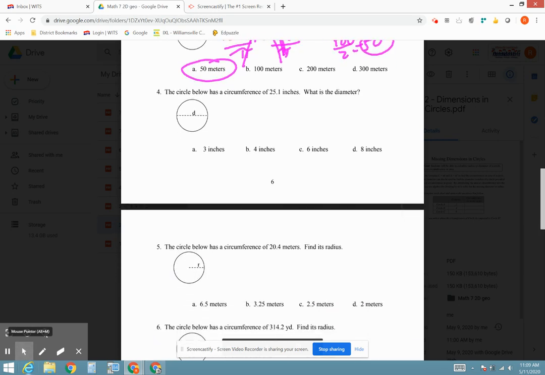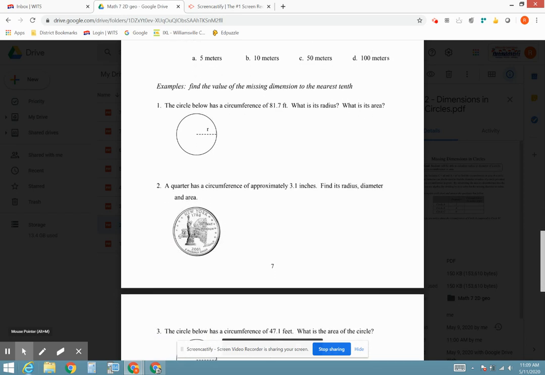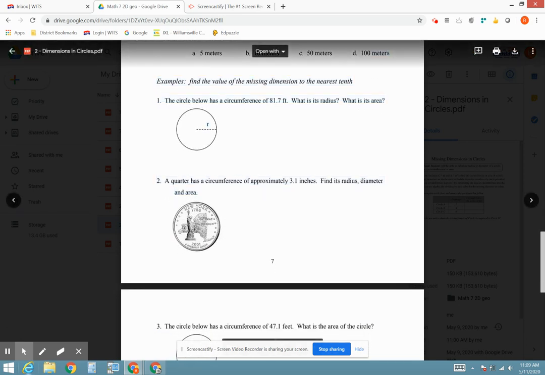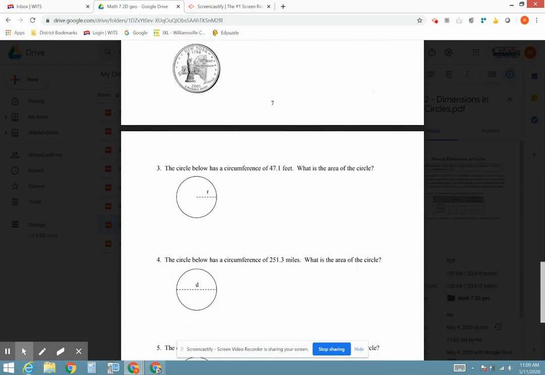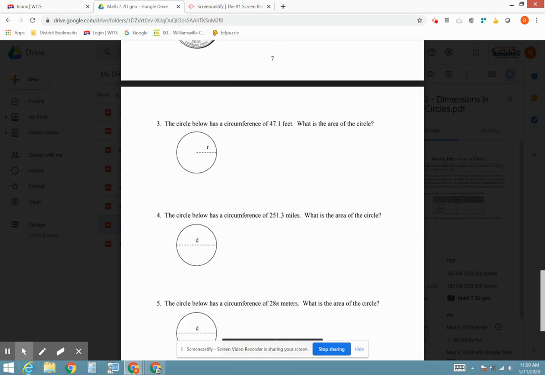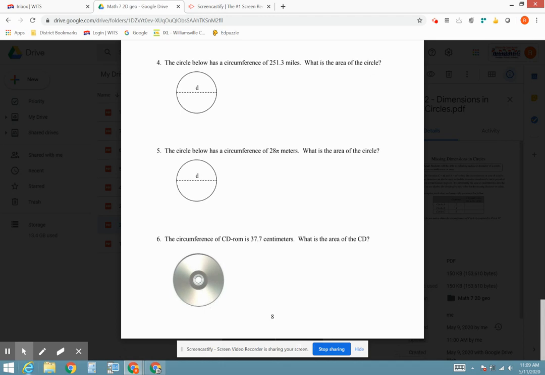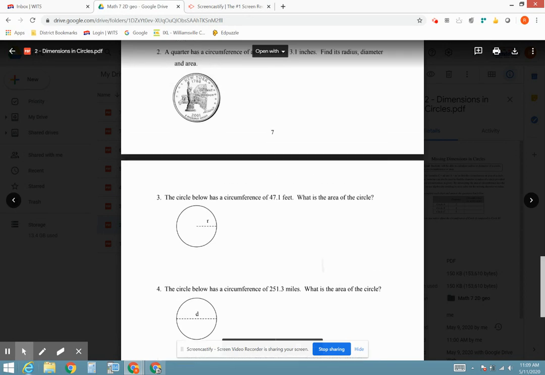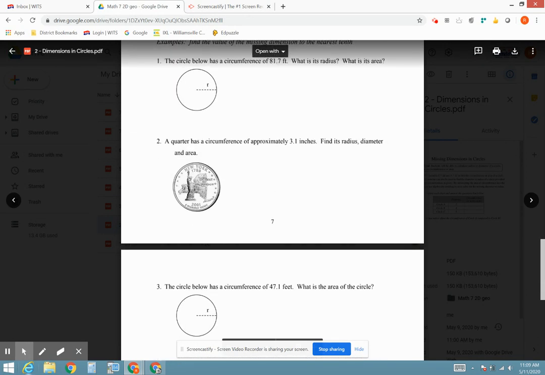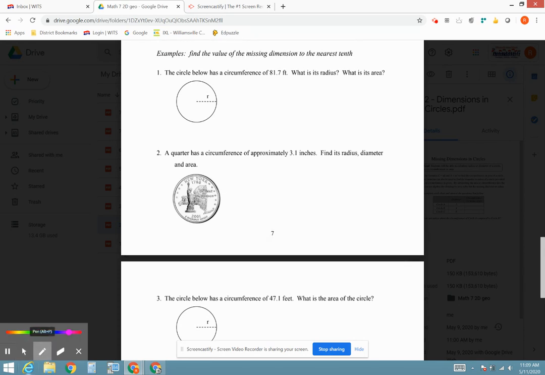Let's see if they give us any area questions on here. Okay, so they basically are just asking us. Okay, so we'll do one of these. It's not really a big deal. It's just like an extra step to plug in. So we can do the word problem.